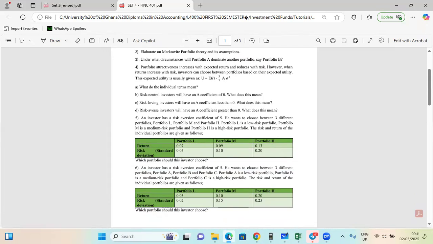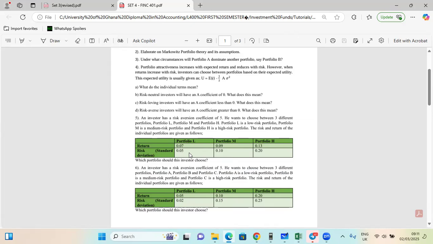Now, let's move to question 5. That is going to clarify what we've said so far in question 4. Question 5 is saying that an investor has a risk aversion coefficient of 5. He wants to choose between 3 different portfolios: portfolio L, portfolio M, and portfolio H. Portfolio L is a low risk portfolio, portfolio M is a medium risk portfolio, and portfolio H is a high risk portfolio. The risk and return of the individual portfolios are given below.